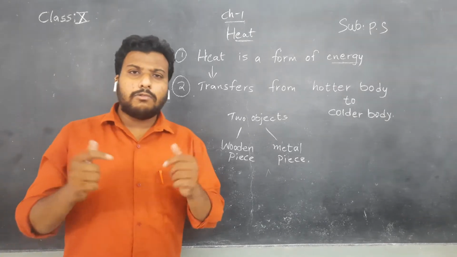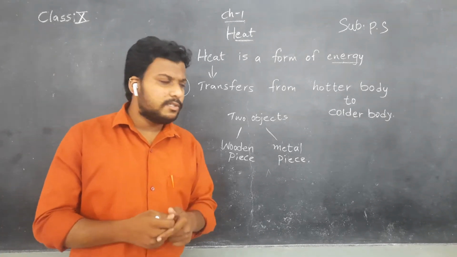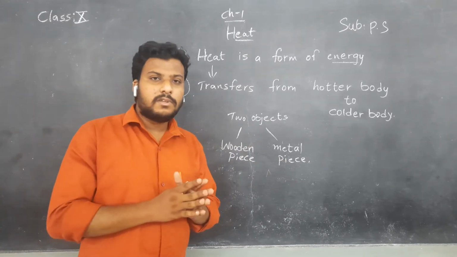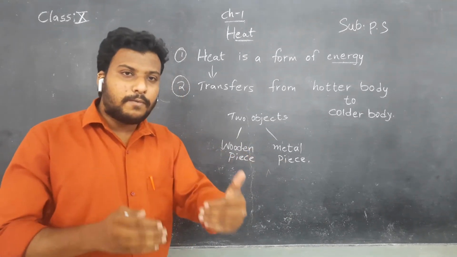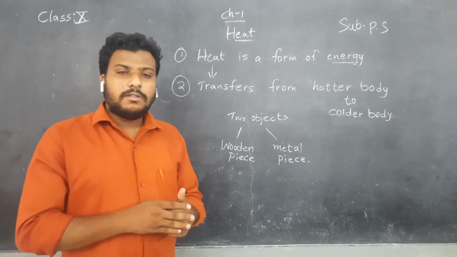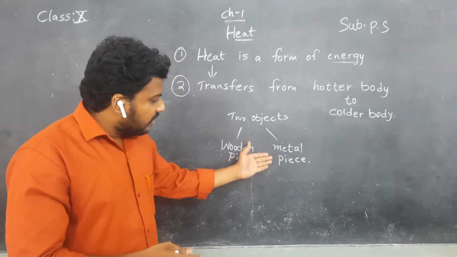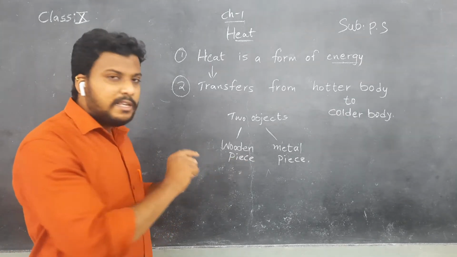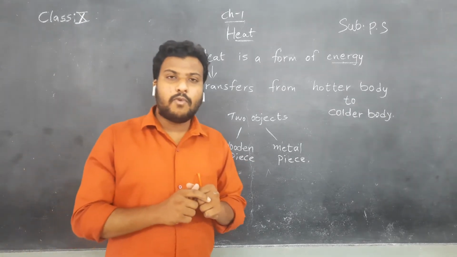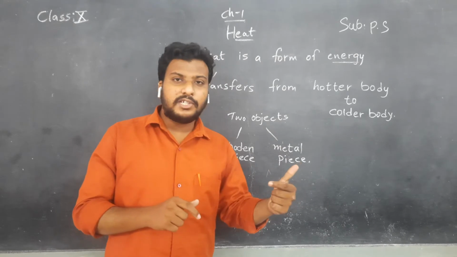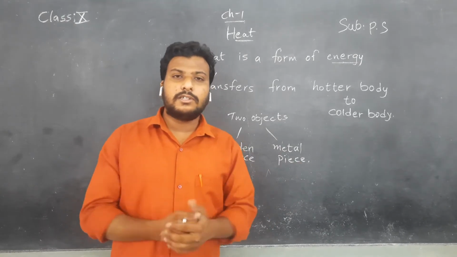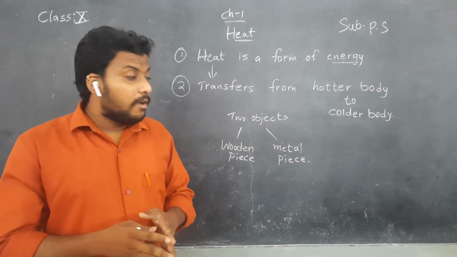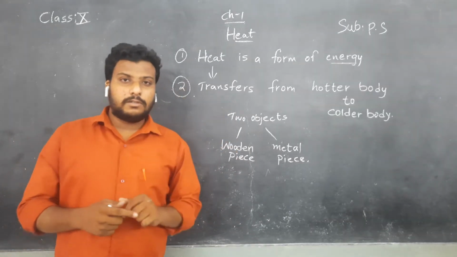Then you will get a doubt. What is this? I have kept both the objects in at the same time and I have taken them out of the fridge at the same time. Then why are you saying that the metal piece is much colder than the wooden piece? The two objects should be in the same condition, no? Then why are they not in the same condition? They are in different conditions. You may get this doubt. Then you want to learn one point, children.